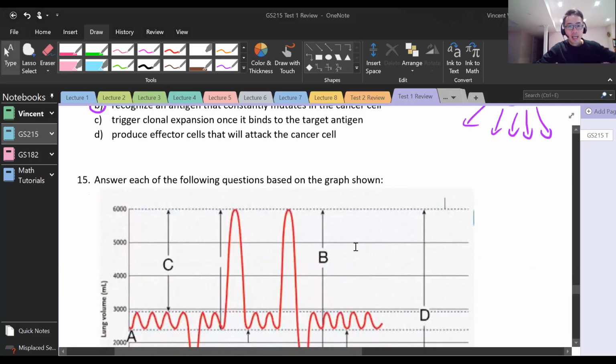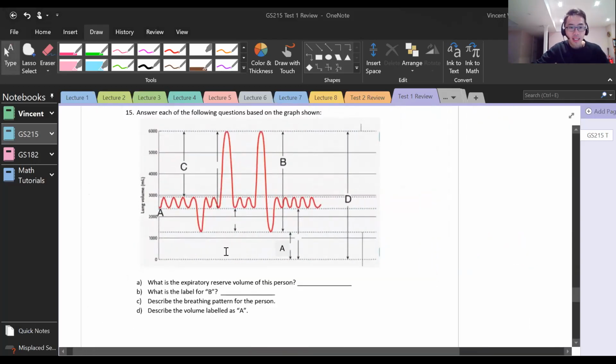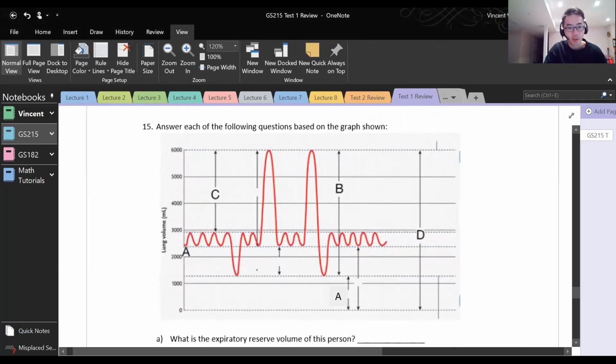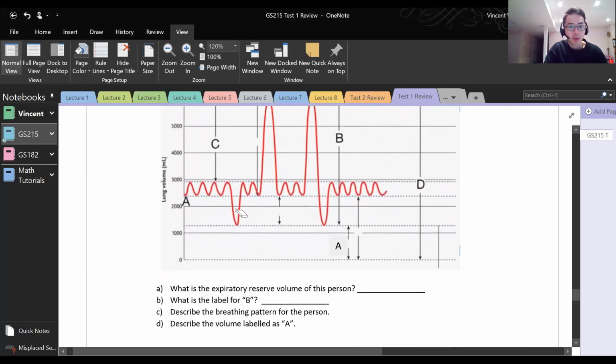Okay, next part. Answer the following questions. What is the expiratory reserve volume of this person? Okay, so we have to know how to read the graph. And expiratory reserve volume is right here, right? This portion is the expiratory reserve volume. So if you take a look at here, this is 3,000, this is 2,000. So I will say this is like about 2250.